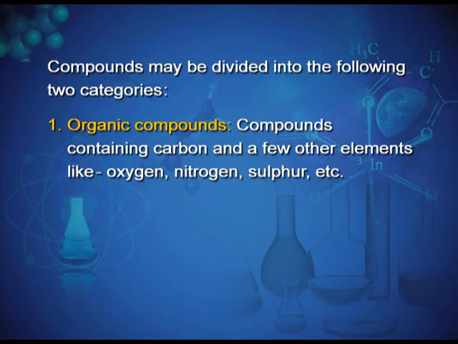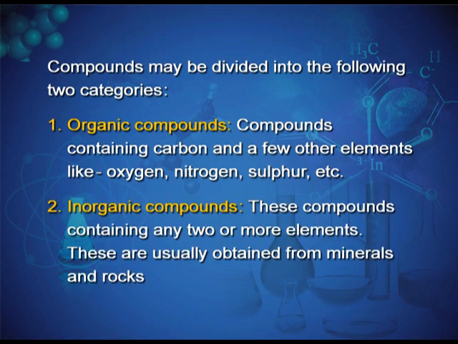Compounds may be divided into the following two categories. First is organic compounds. Compounds containing carbon and a few other elements like oxygen, nitrogen, sulfur, etc. are called organic compounds. Inorganic compounds are compounds containing any two or more elements. These are usually obtained from minerals and rocks.